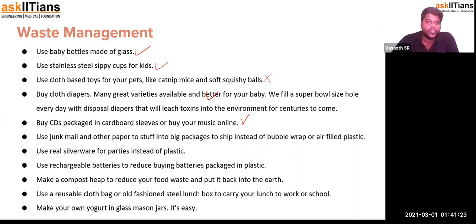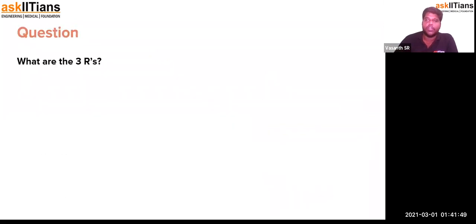And use silverware at parties instead of plastics. So instead of using one-time use plastics, you can use silverware which can be reused after being washed, and rechargeable batteries to reduce the number of batteries that you use, and reusable cloth bags, and old-fashioned steel lunch boxes can be used. And you can do a lot of things in your life to manage your own waste. Okay? That is you contributing to the environment.